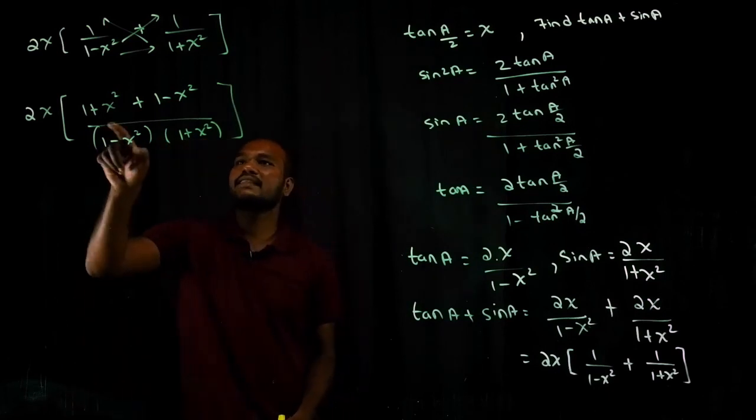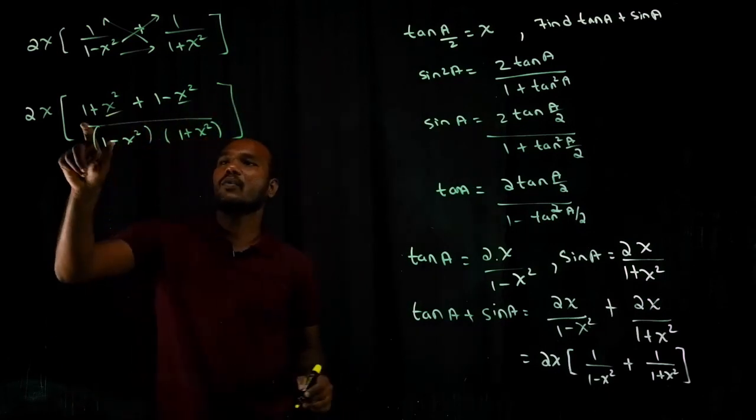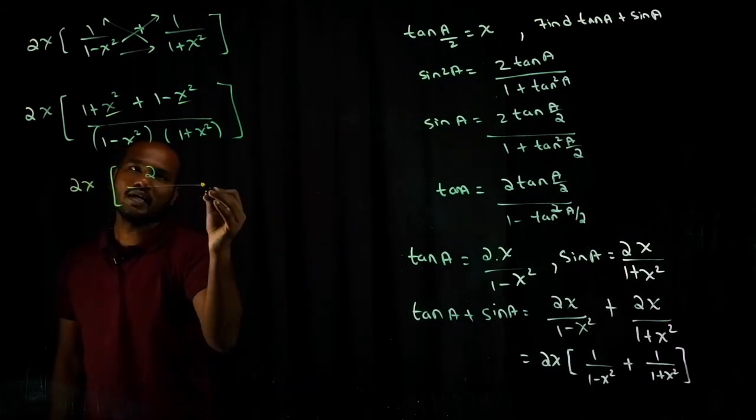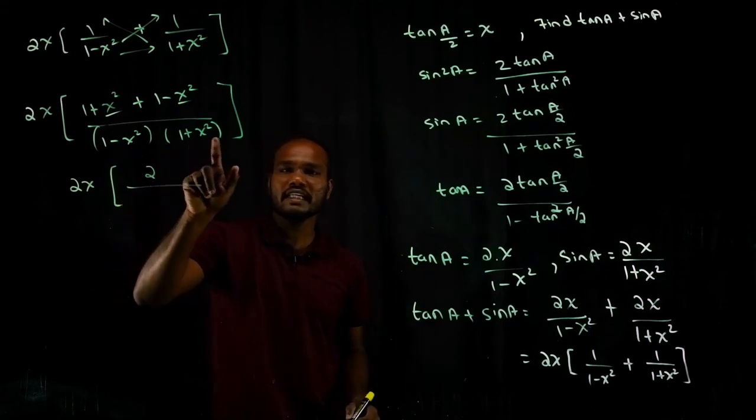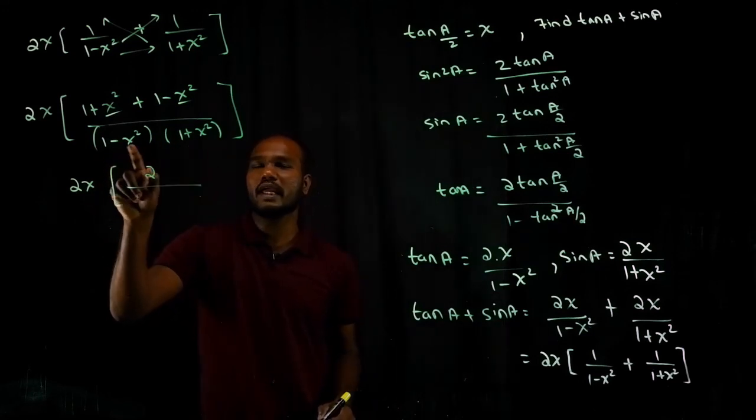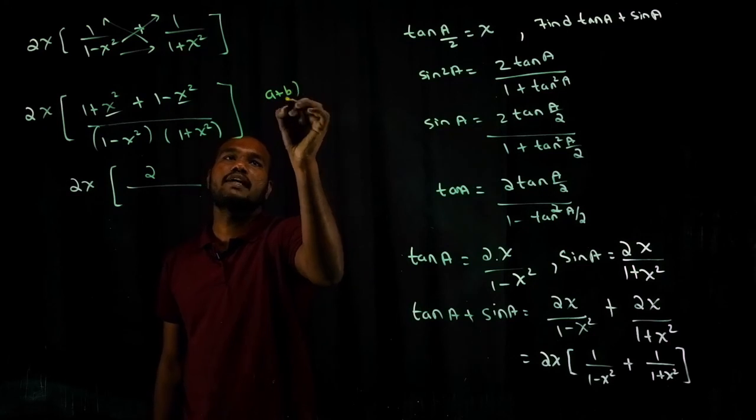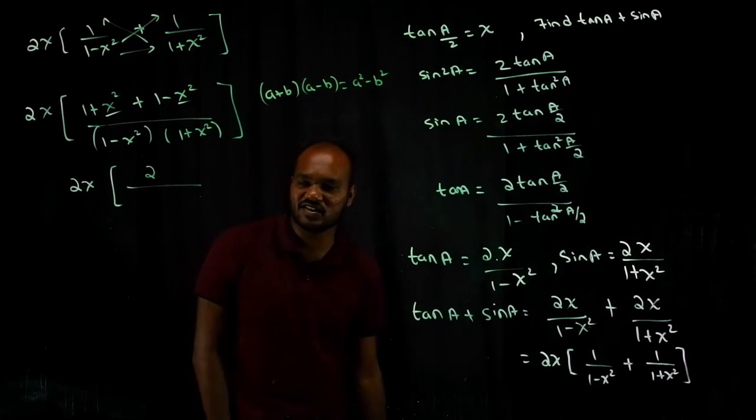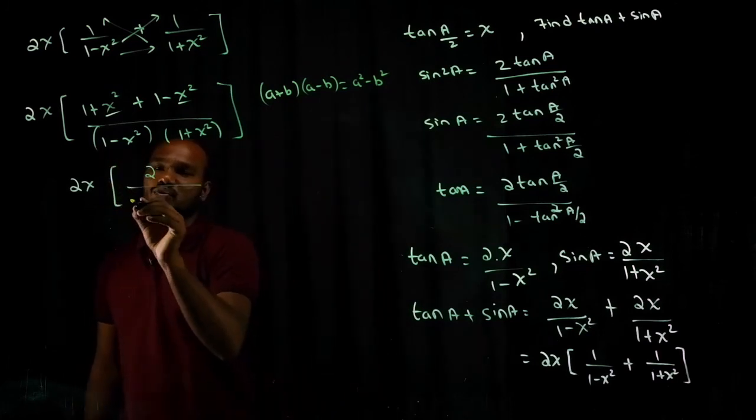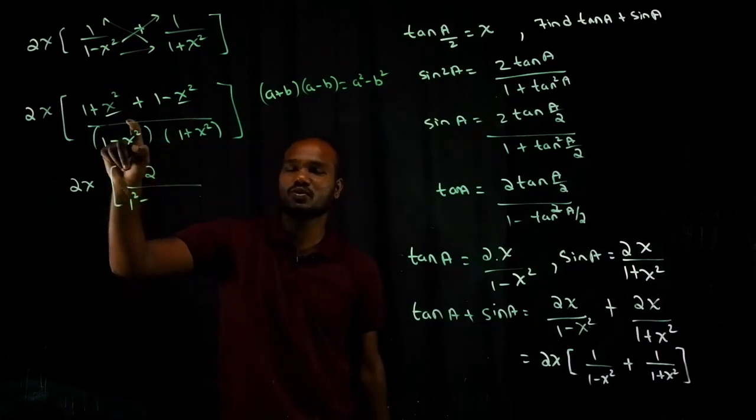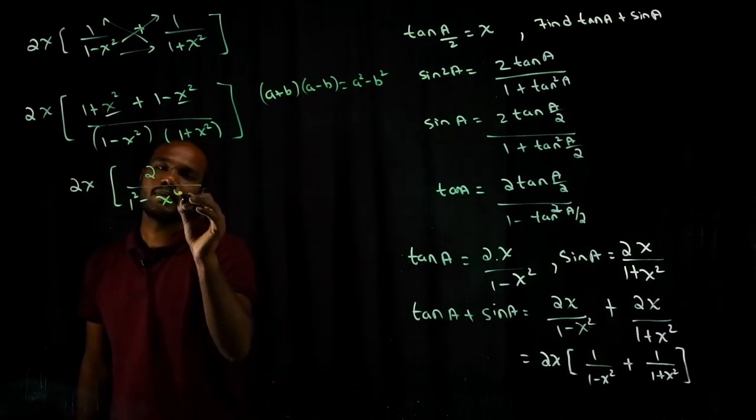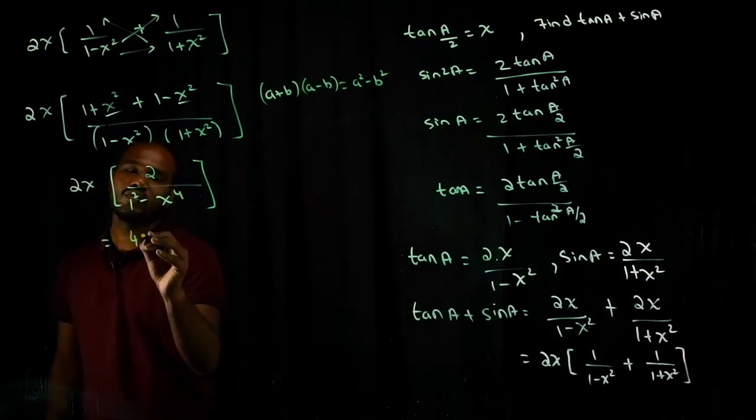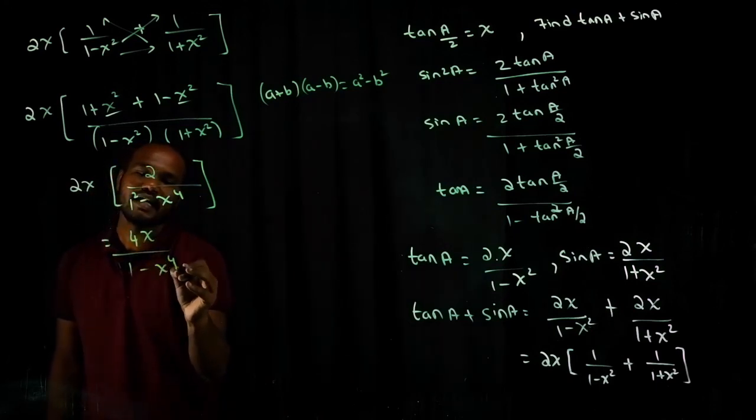Now see here, x square gets cancelled and I have 1 plus 1 as 2. So I can write 2x times 2 over a plus b into a minus b. I know the formula of a plus b into a minus b. This is nothing but a square minus b square. So a is 1, so 1 square minus x square whole square, that will become x power 4. So if I multiply this inside, 2 into 2 is 4x over 1 minus x power 4.